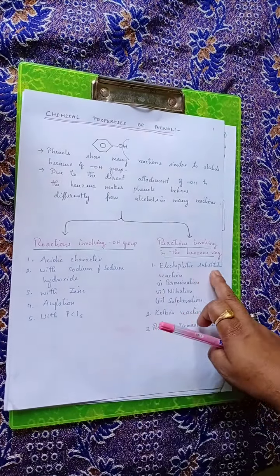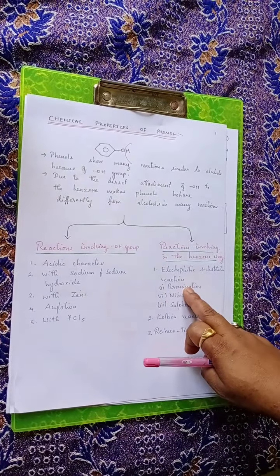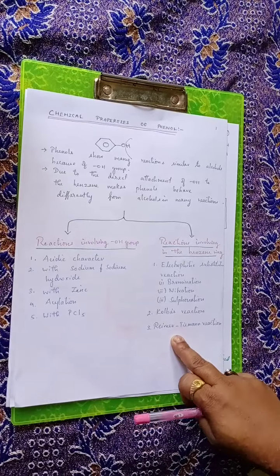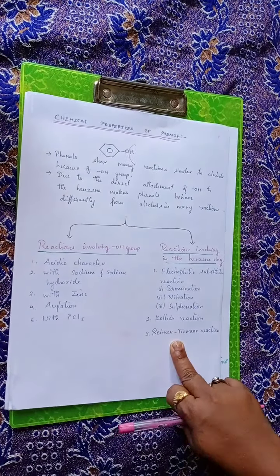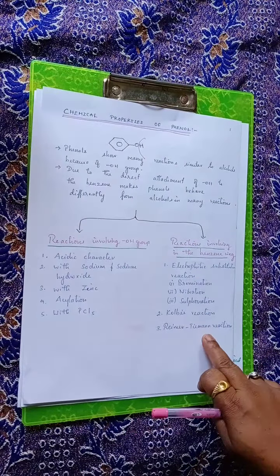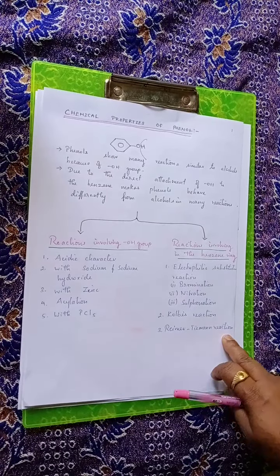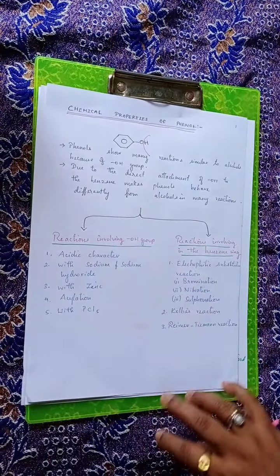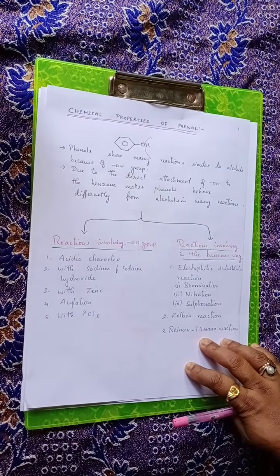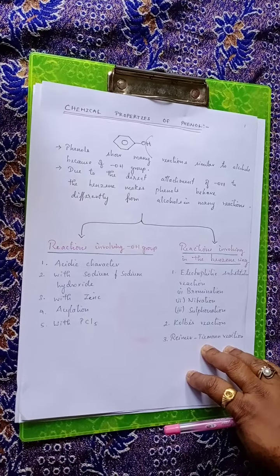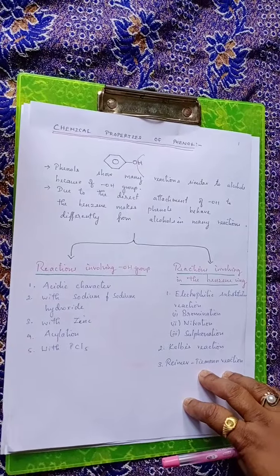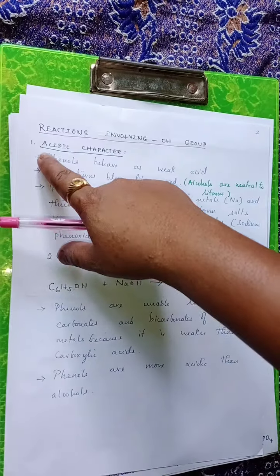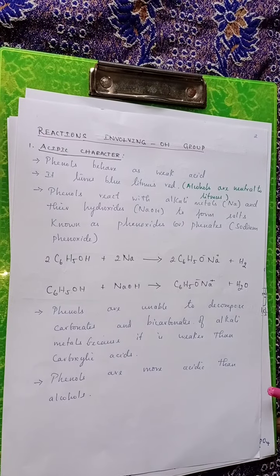The reactions are electrophilic substitution reactions: bromination, nitration and sulfonation. The other two reactions are very important naming reactions, Kolbe's reaction and the Reimer-Tiemann reaction. In today's class we are going to see both the reactions with the OH group and the reactions involving the benzene ring. Let's see the reactions involving the OH group. Under that, the first subtopic is acidic character.